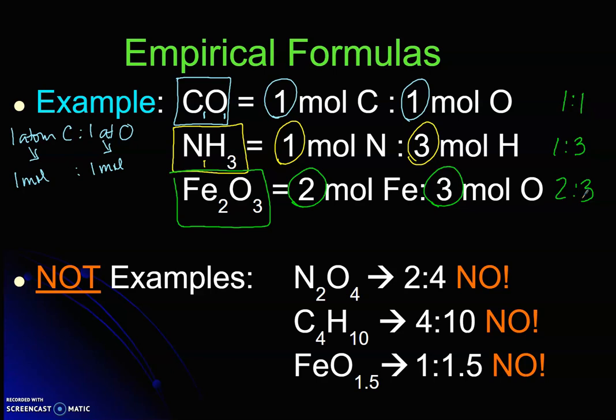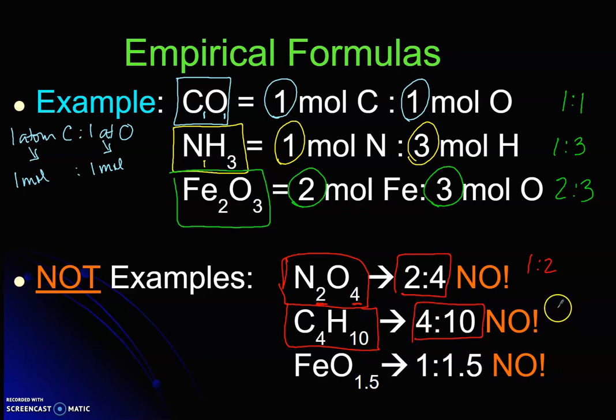Okay, so what are not examples of empirical formulas? A formula of N2O4. 2 to 4 is not the lowest ratio. Okay, we could reduce that down to a 1 to 2. So this is more of a molecular formula, which you'll see in the upcoming videos. C4H10, which is going to be your butane. A 4 to 10 ratio is not the lowest number, okay? The lowest whole number ratio. It can be reduced down to a 2 to 5 ratio.